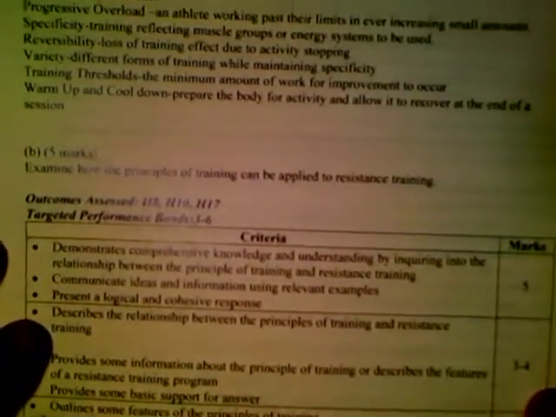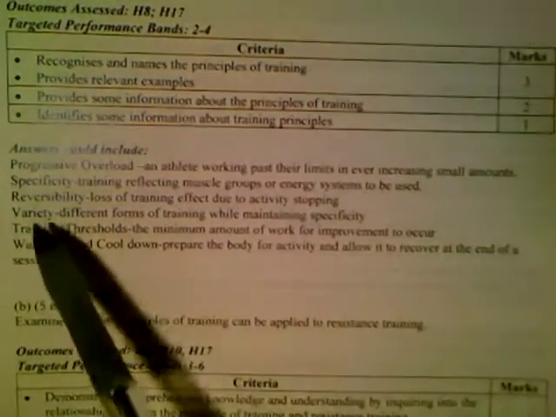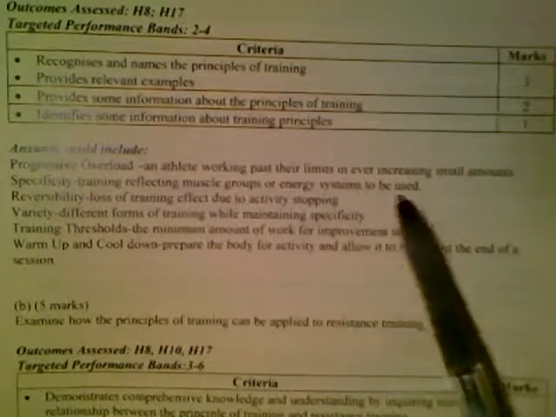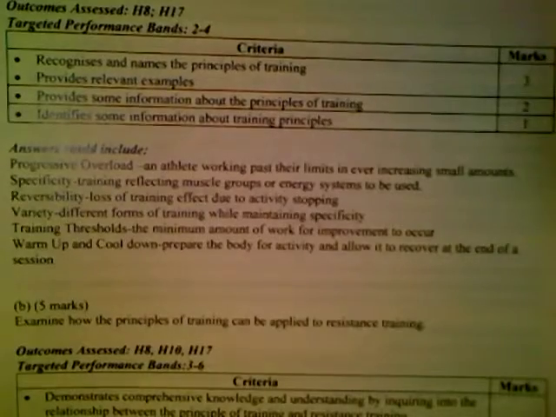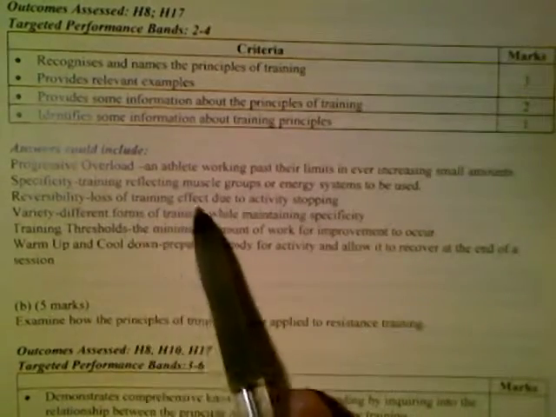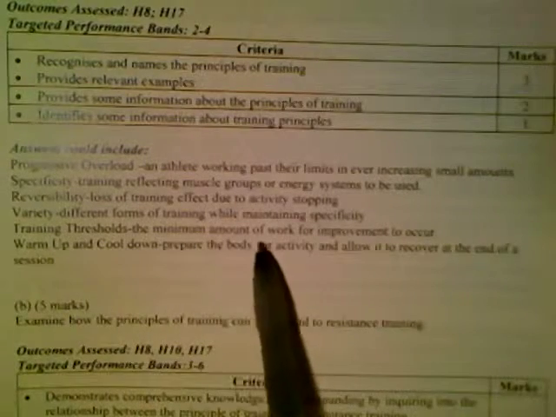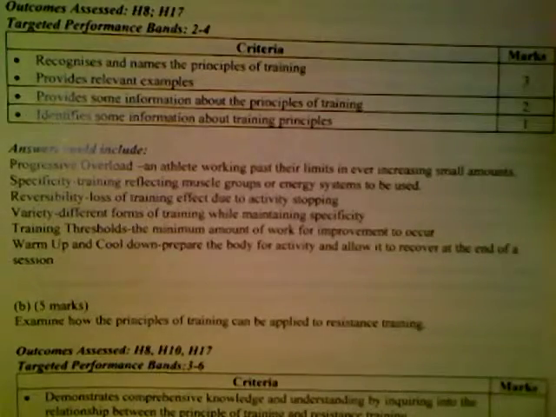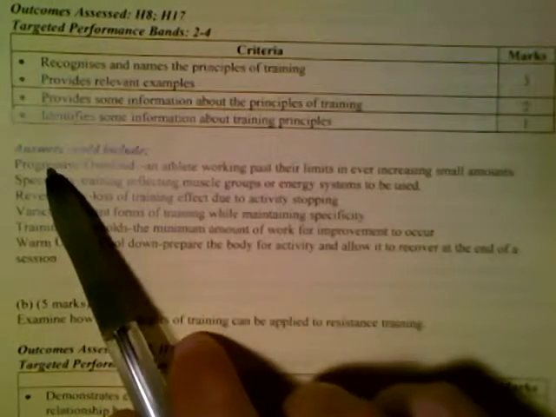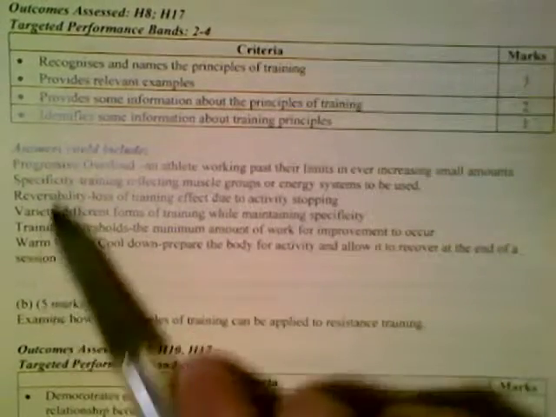So from the marking guidelines, students will be able to see this when they look at it. In order to get 3 out of 3: progressive overload, an athlete working past their limits in ever-increasing small amounts. Specificity, specific to the muscle groups or energy systems being used. Reversibility, loss of training. Variety, different forms of training while maintaining specificity. Training thresholds, the minimum amount of work for improvements to occur. Warm-up and cool-down, prepare the body for an activity and allow it to recover at the end of a session. So it's actually been able to say what the principle of training is with a little bit of an outline or explanation, not just listing down the page, for a total of 3 out of 3.